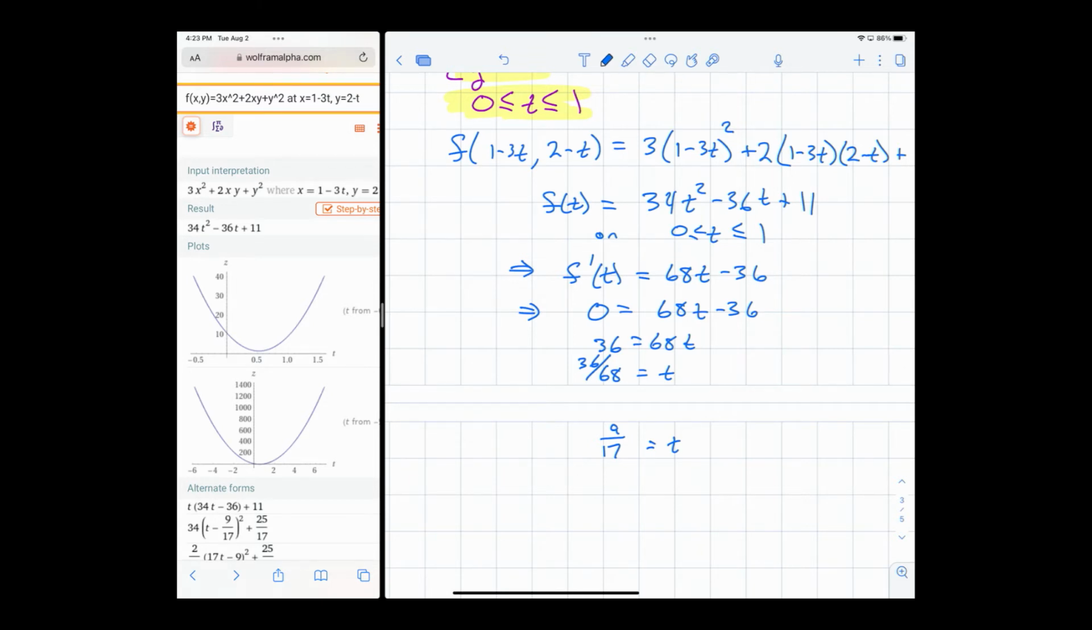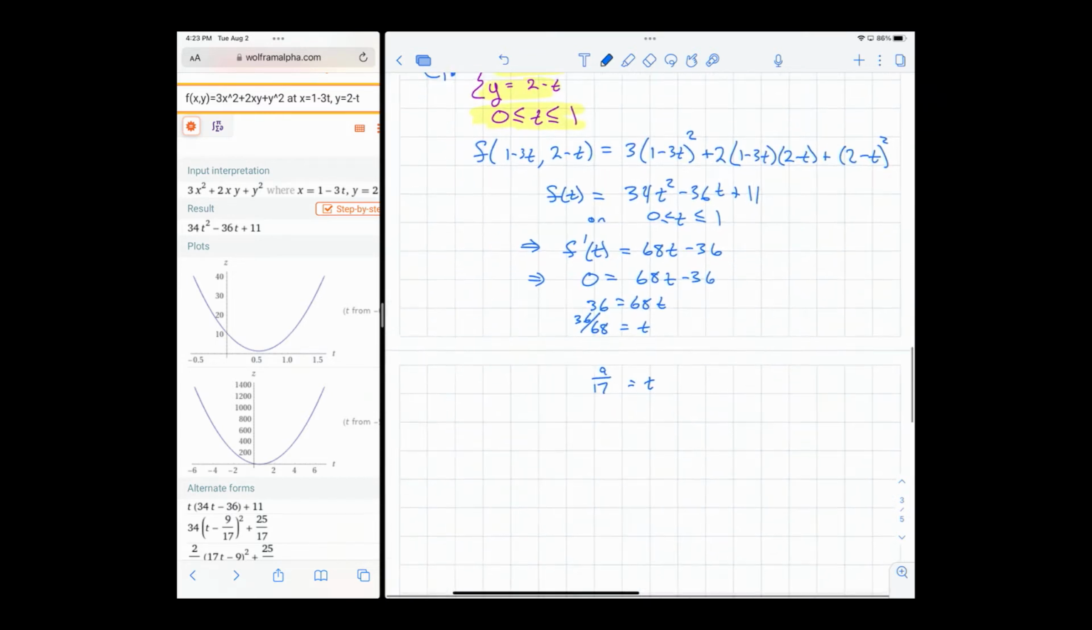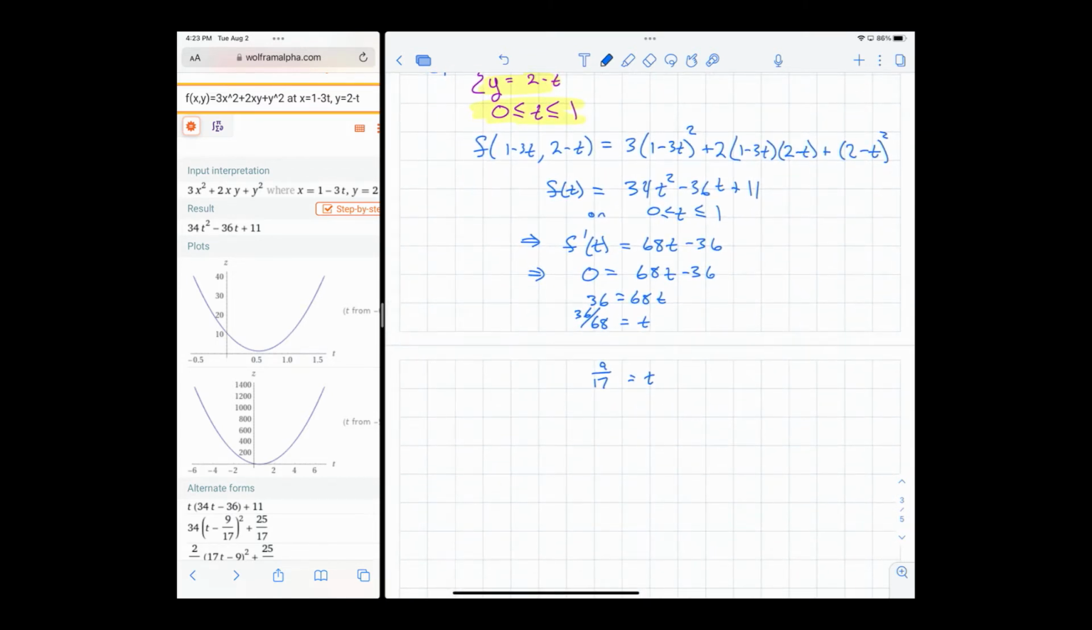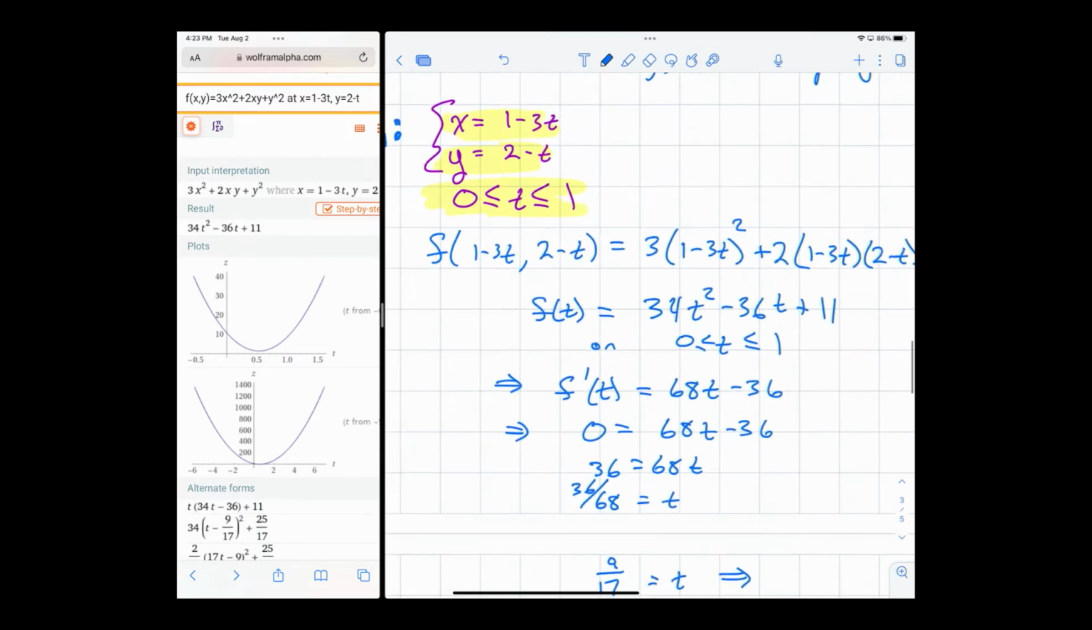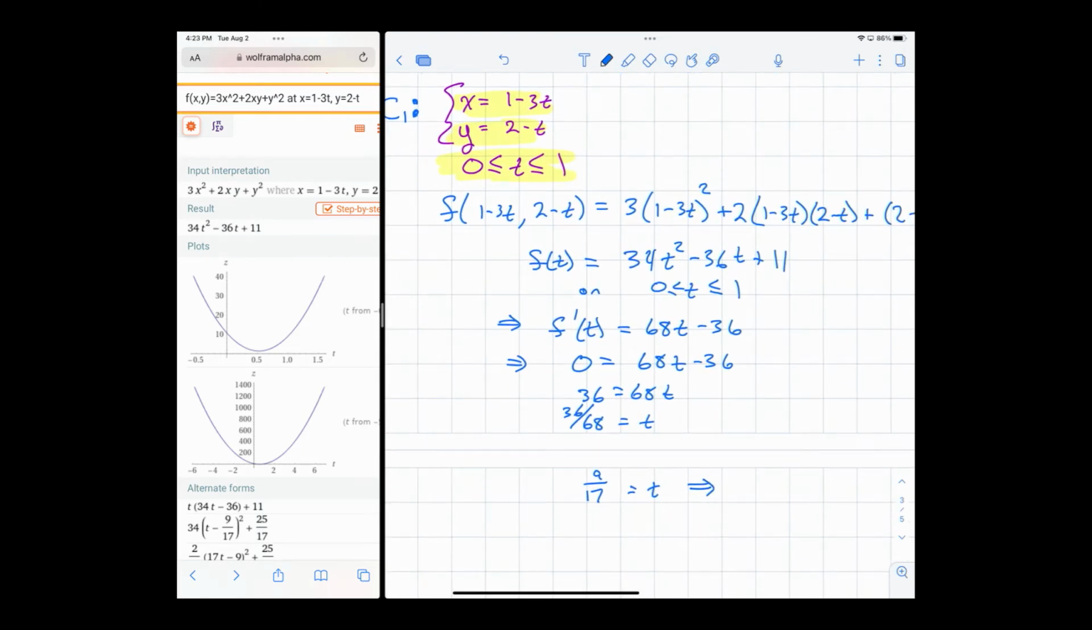Now, at this point, you can do a couple of things. I'm going to do something that's slightly longer just because I think it's easier to understand. I take that 9 over 17 and ask, what does that mean in terms of x and y? I've got my x up here, 1 minus 3t, and y is 2 minus t. So the x there is 1 minus 3 times 9 over 17, and the y value there is 2 minus 9 over 17. And you can work that out.